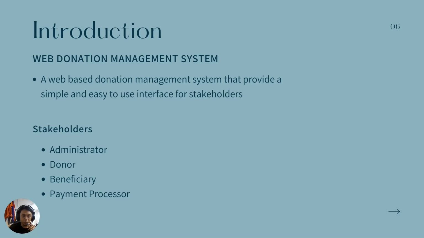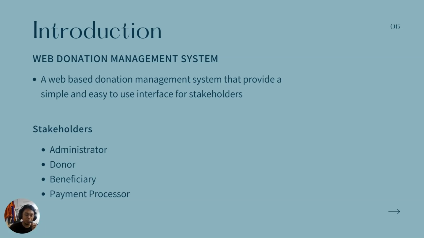So I will be doing the introduction for our web donation management system. As the name suggests, it is a web-based donation management system that provides a simple and easy to use interface for stakeholders. Here we will have four main stakeholders, which are the administrator, the donor, the beneficiary, and the payment processor. The administrator will oversee all the donation process, like the fund allocation and the notification of any ongoing donation.